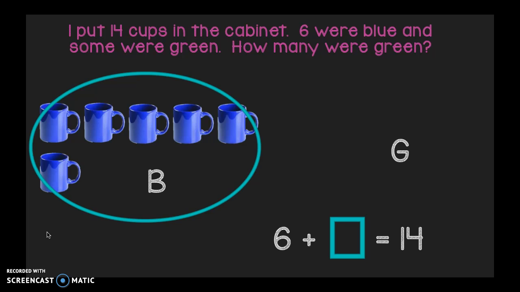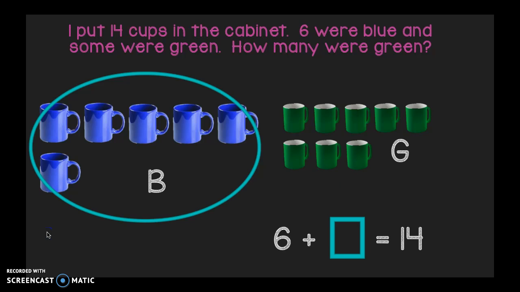All right, here we go. So we're going to say 6 because we know there were 6 blue cups, and we're going to count on to find how many green cups. So do it with me, friend. As I count on, you count on, and make sure you're drawing. Here we go. 6. Wait a minute. Are you counting with me? All right, here we go. 6, 7, 8, 9, 10, 11, 12, 13, 14.